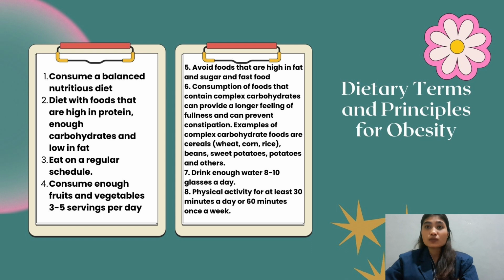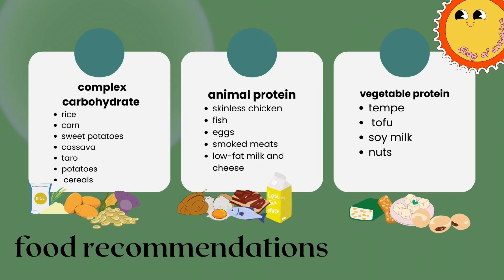Consume foods that contain complex carbohydrates that can provide longer feelings of satiety and can prevent constipation. Examples of complex carbohydrate foods are cereals, wheat, corn, rice, beans, sweet potatoes, and others. Drink enough water, 8 to 10 glasses in a day. Physical activity is at least 30 minutes in a day or 60 minutes at one time.